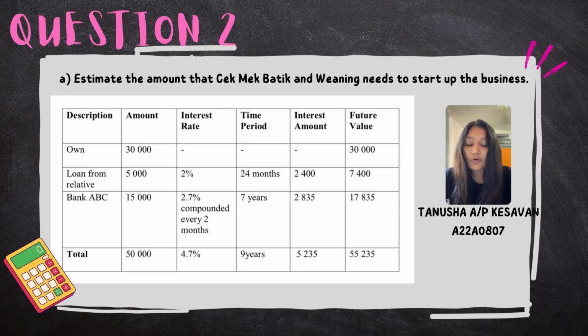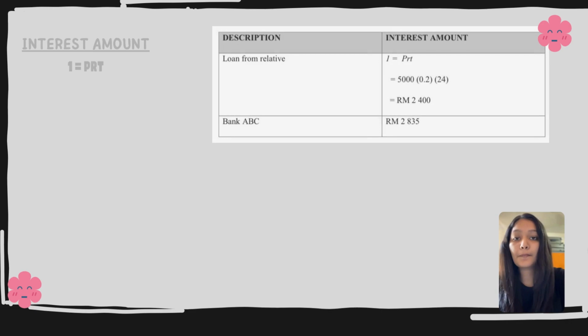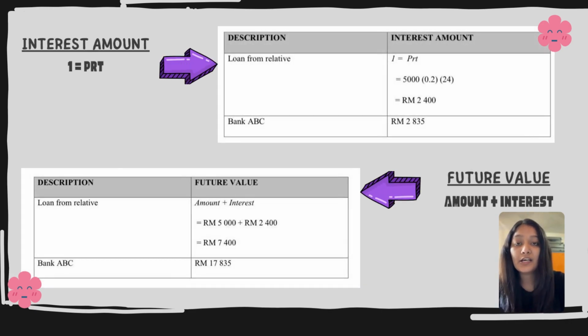17,835. So overall, the total amount will be 50,000, and the total interest rate will be 4.7%, and the time period will be 9 years, and the total interest amount will be 5,235, and the total future value will be 55,235.